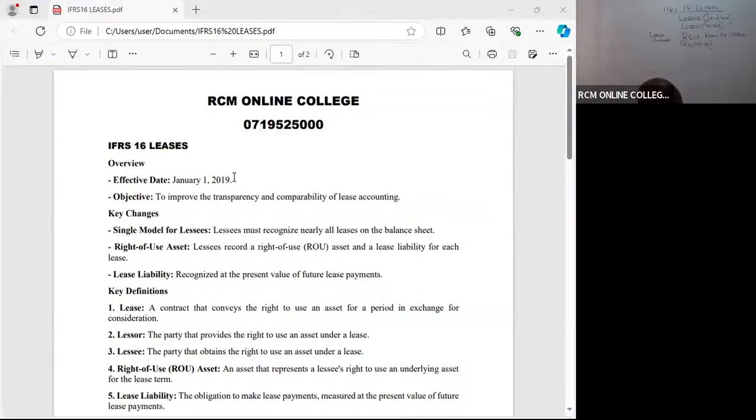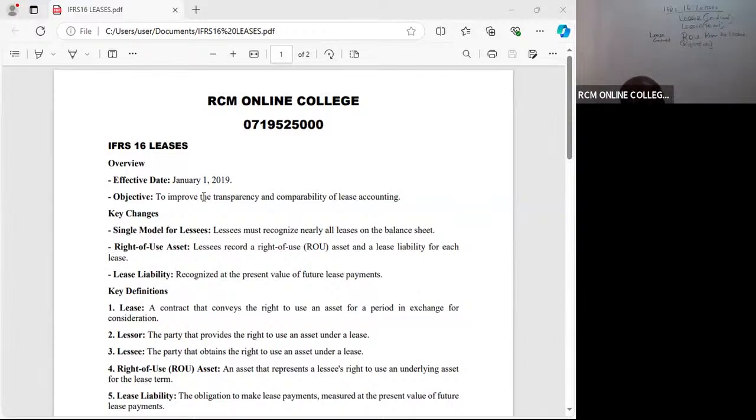So it's quite an old standard now. We can't say it's new. You can see the effective date was 1st January 2019, so it's about 4 years old. What is the objective of this standard? To improve the transparency and the comparability of lease accounting.